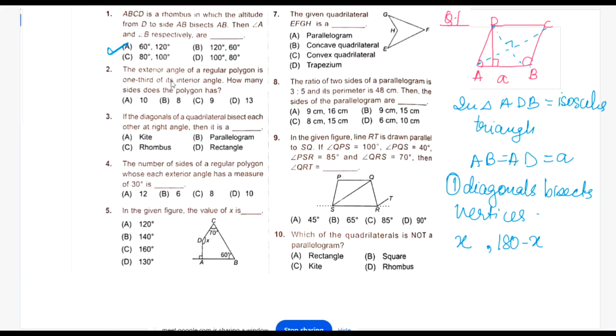See the next question. Read the next question, beta. The exterior angle of a regular polygon is 1/3 of its interior angle. How many sides does the polygon have? The exterior angle of a regular polygon is 1/3 of the interior angle. So what are they saying?